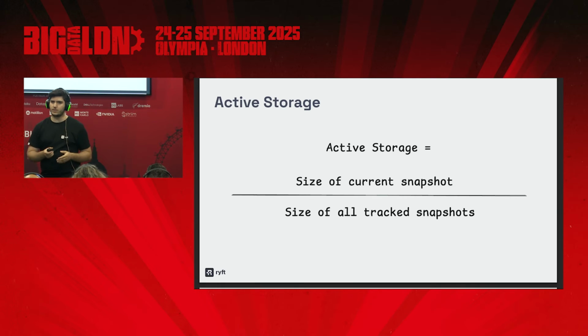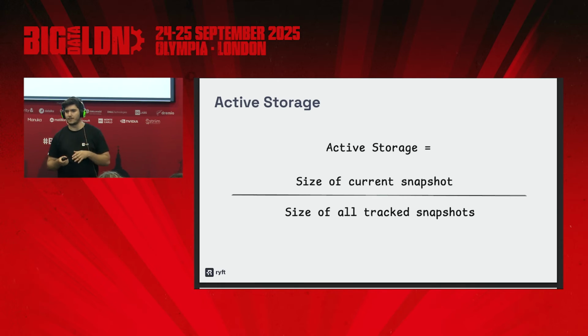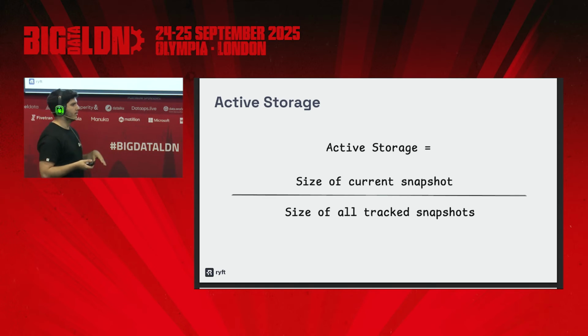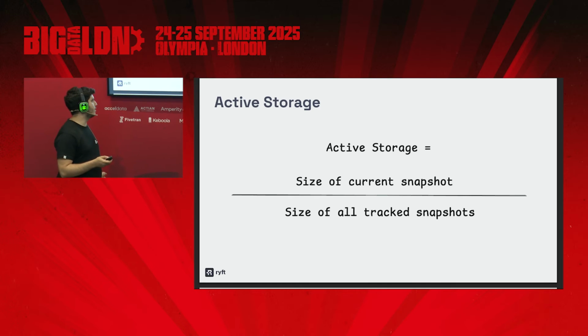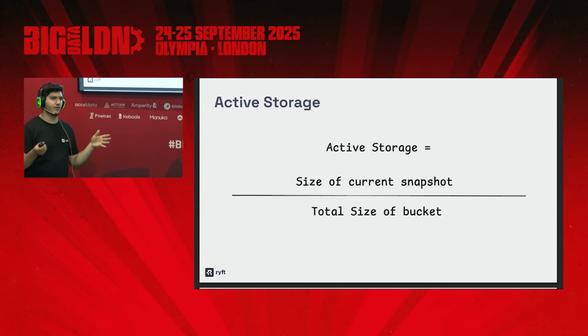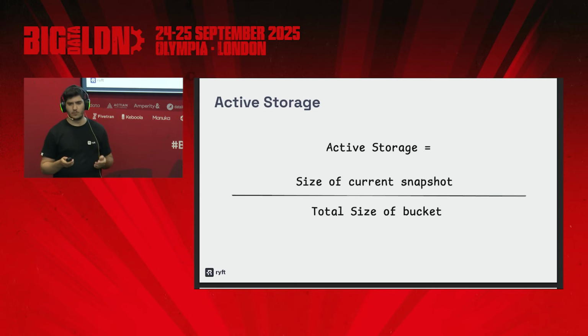So active storage, we define it by the size of your current snapshot divided by the size of your total snapshots. This can be broadened into the size of your current snapshot divided by the size of your entire bucket or storage. Why is this important?